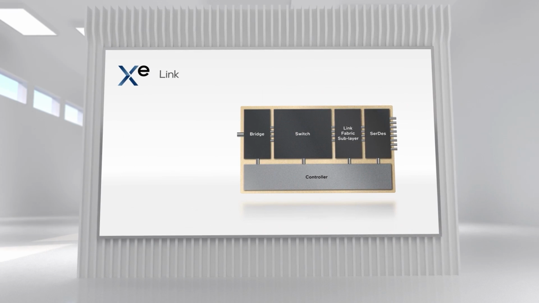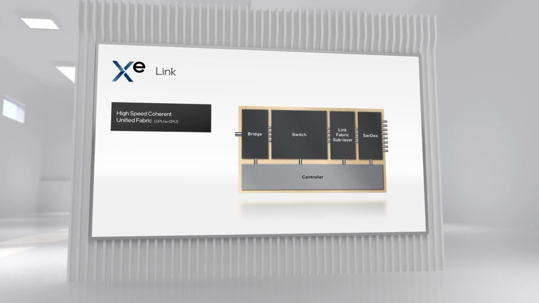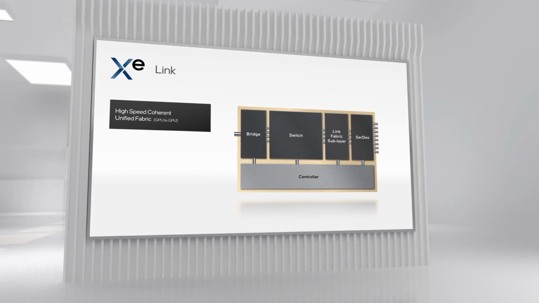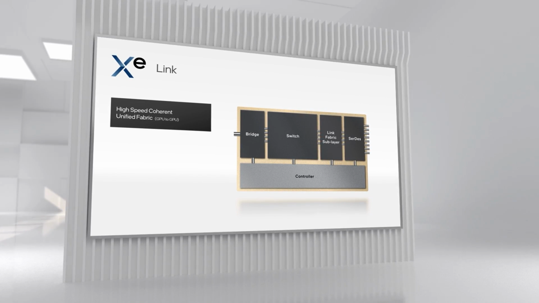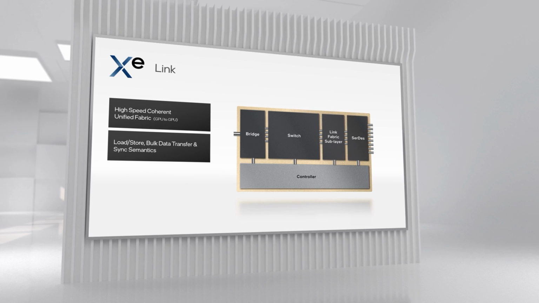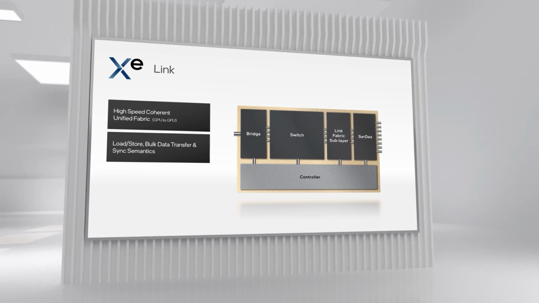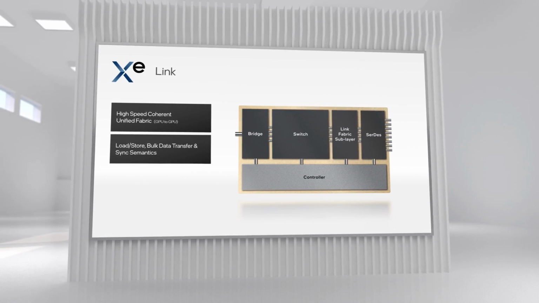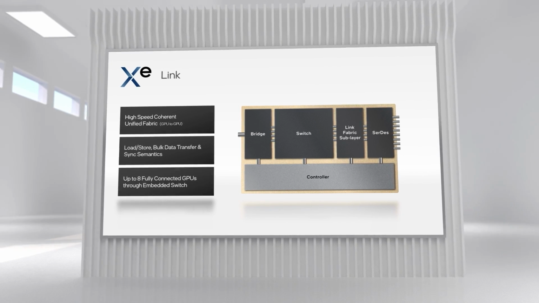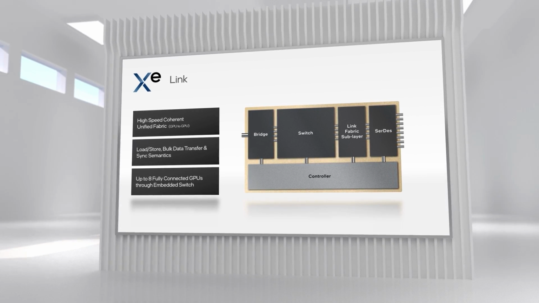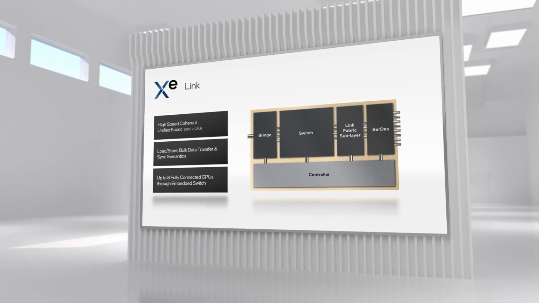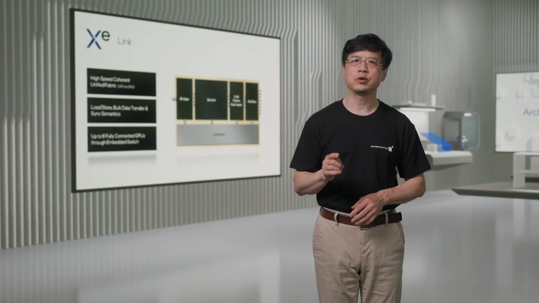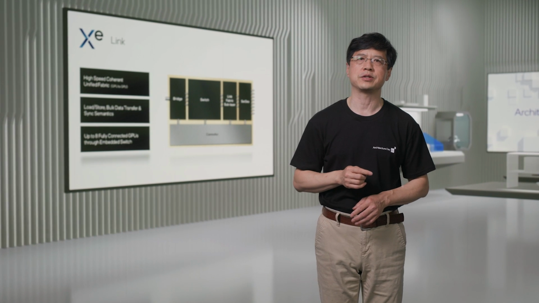The fourth dimension to our scaling strategy is our Intel Xe Link. Xe Link provides a high-speed, coherent, unified fabric for GPU to GPU communication. It supports load and store, bulk data transfer, and synchronization semantics. It includes an 8-port switch, enabling up to 8 fully connected GPUs in a node without any additional components. This leads to the ability to build very flexible topologies.